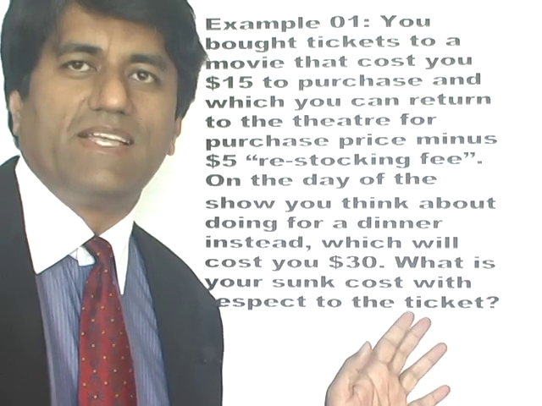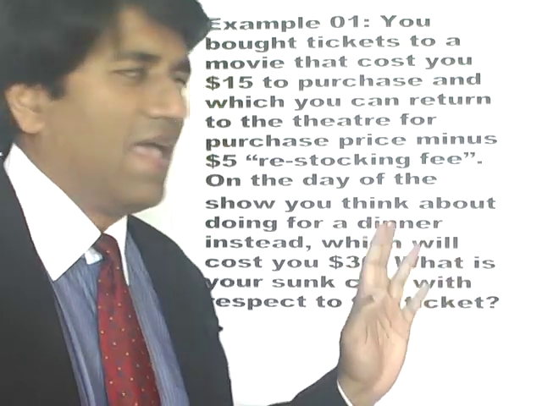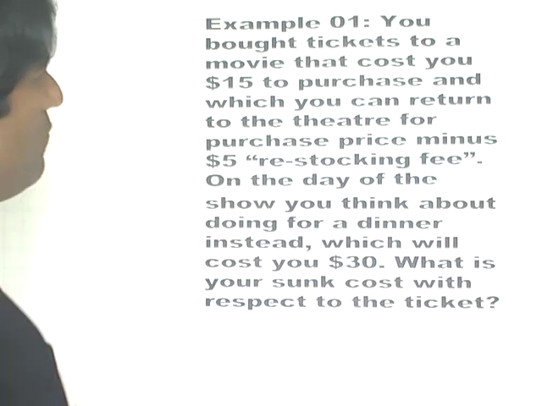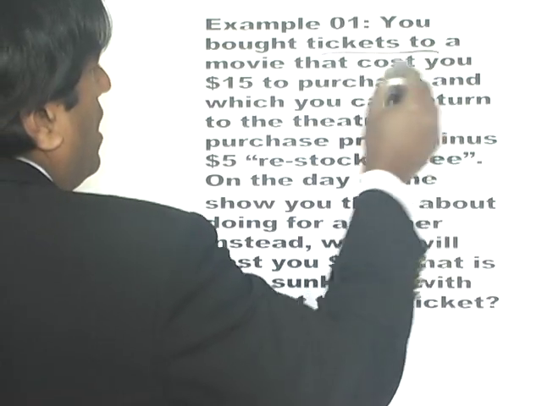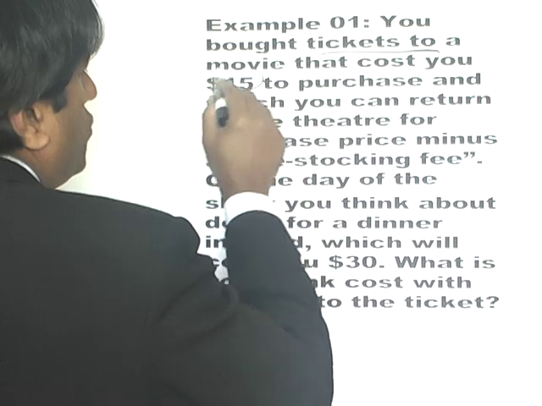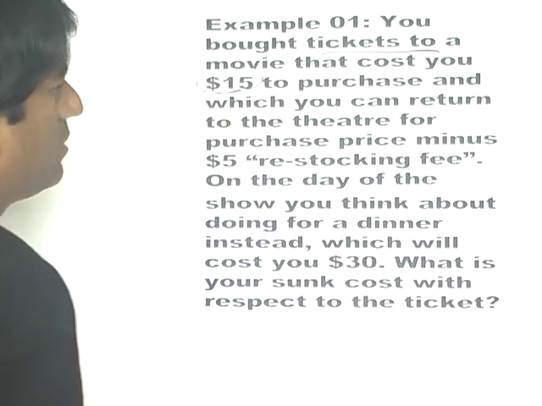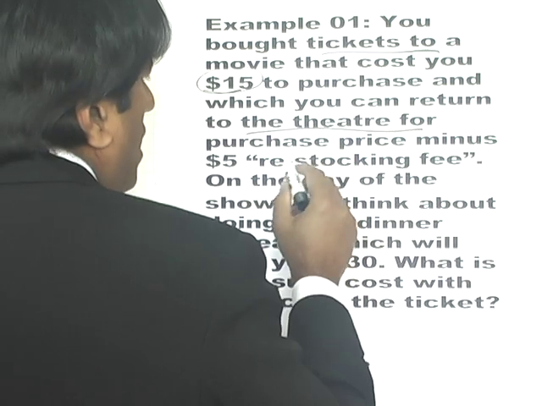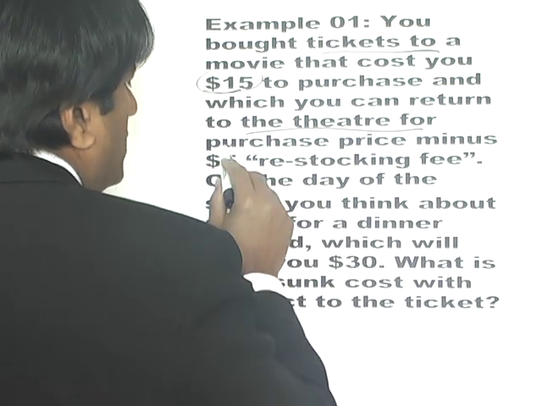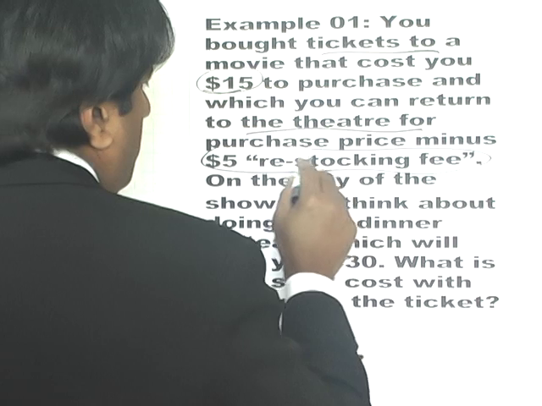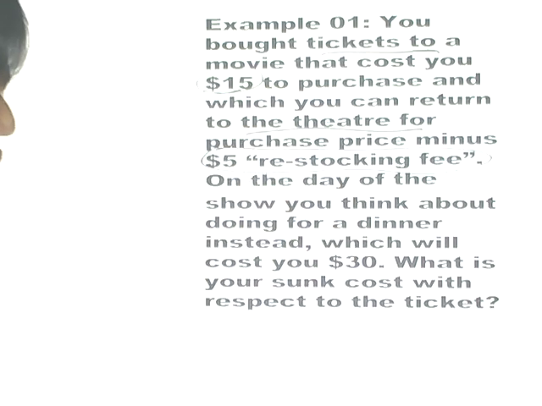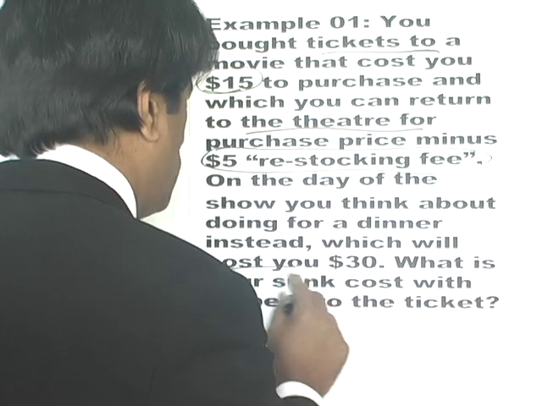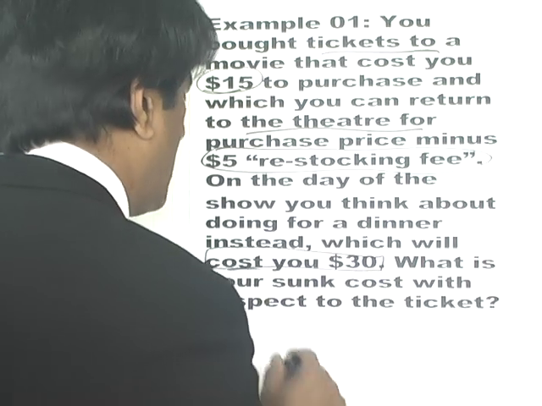So here is the first example for costs, and here we have an example of sunk costs. You have bought a ticket to a movie that has cost you $15 to purchase, and you can return the ticket to the theater for the purchase price minus a $5 restocking fee. On the day of the show, you think of going for a dinner instead, which will cost you $30.